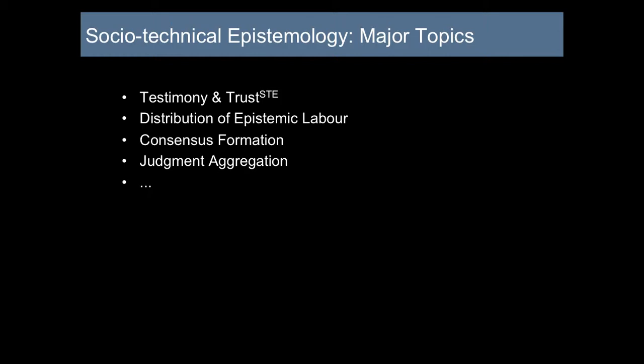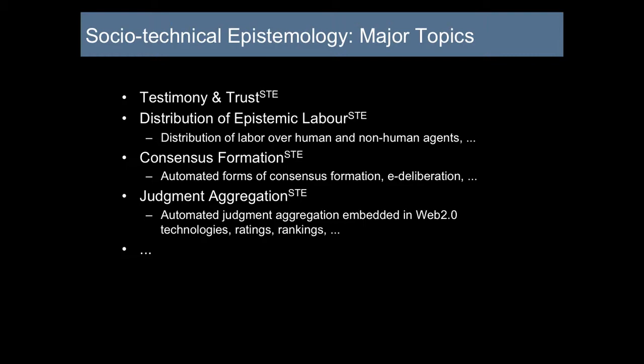So, as you can see from the small STE on top of testimony and trust, what I tried to provide in the last minutes was to give you a bit of an idea about how discourses on testimony and trust need to be reconsidered under socio-technical premises. But of course, the same needs to be done for all the other topics in social epistemology, such as the distribution of epistemic labor. If we include technologies here now, we have to, of course, think about the distribution of labor over human and non-human agents.